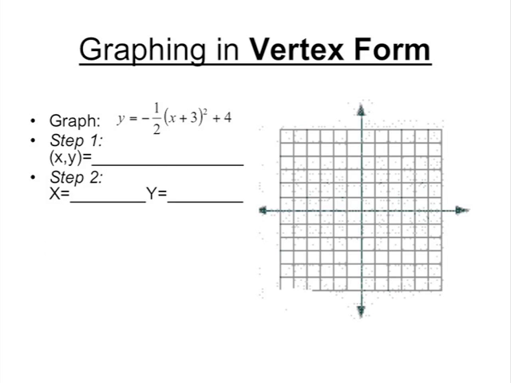Second example. First step: find the vertex. The vertex is at the opposite of the inside, comma, the outside. So this time it's going to be at -3, 4. Opposite of inside, comma, outside.